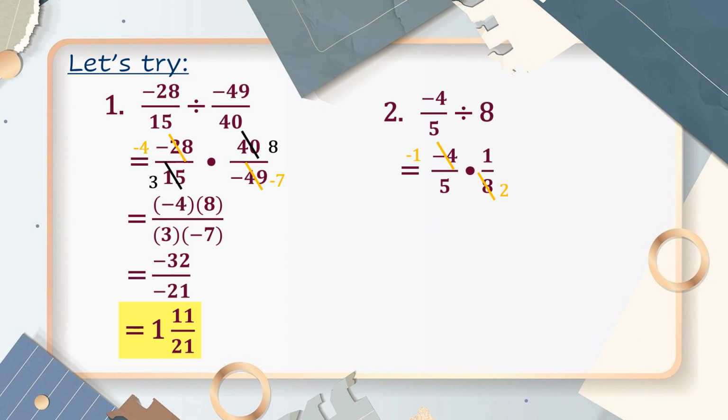So, meron pa bang pwedeng i-cancel? Kapag wala na, let's multiply the numbers. So, for the numerator, negative 1 times 1. And for the denominator, 5 times 2. So, we have negative 1 over 10.